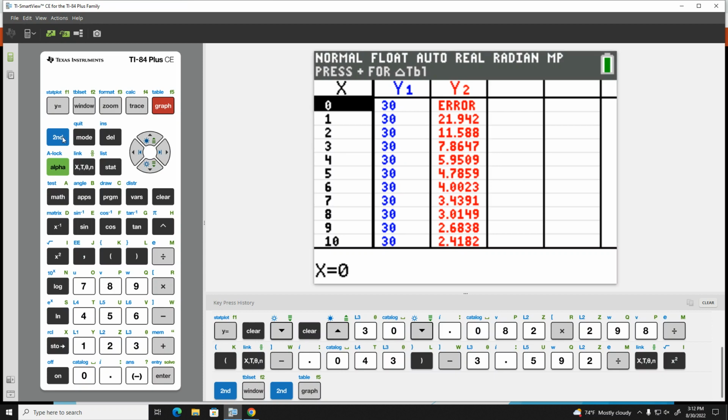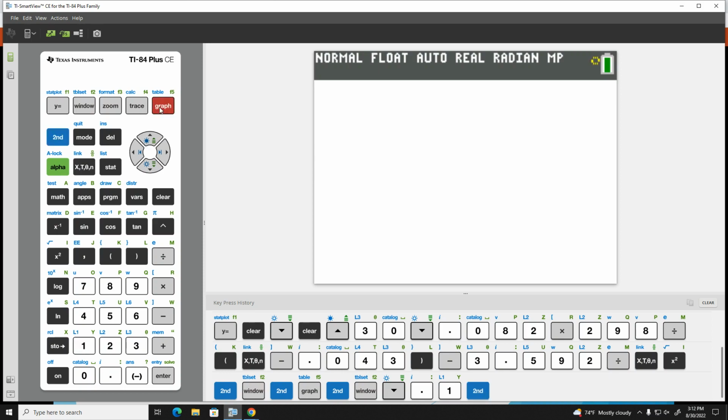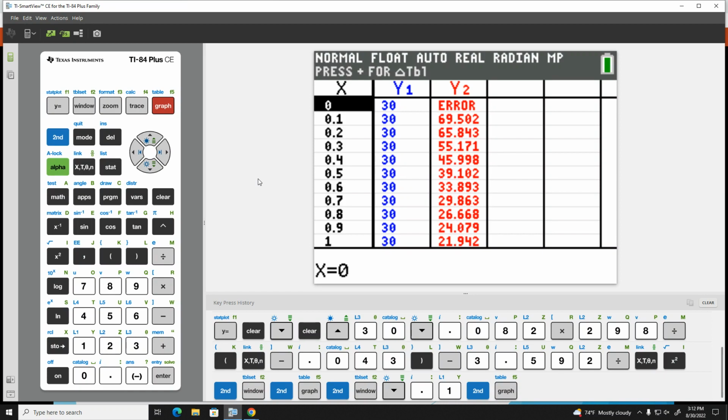So I'm going to go back to my table setup, and I'm going to try to break it down a little bit further. So I'm going to start at 0, and I'm going to go up by 0.1 so I can see what's happening from that error message at 0 up to the number 1. So again, look at our table. Oh, this is good stuff. All right, so at 0.1, the function does have a value, doesn't have an error anymore, and it's up at 69.5. And then I can see that it's going to equal 30 somewhere between 0.6 and 0.7 because that's where it's above 30 and then below 30. So there's going to be an intersection in there.